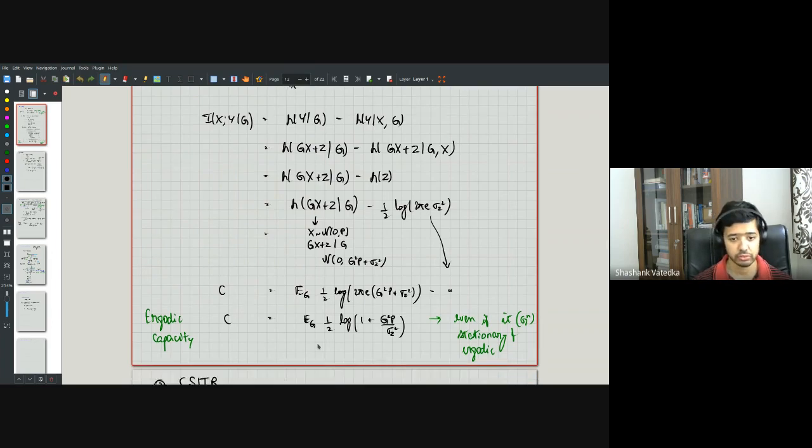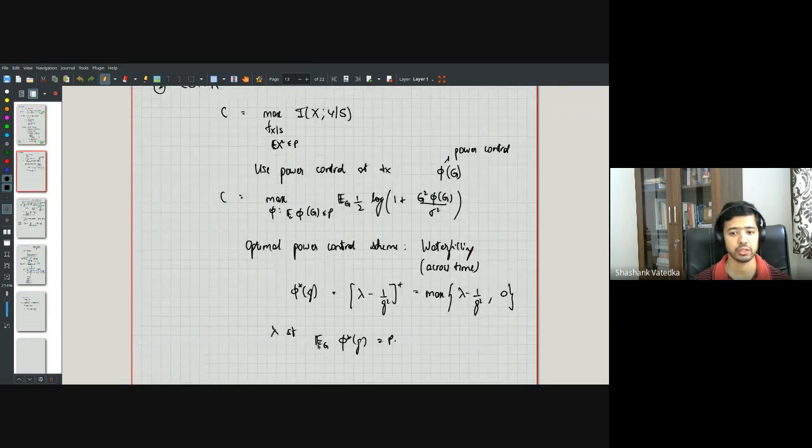But if the channel coefficients are known at the transmitter, then you can do power control, and the capacity is a slightly different expression. It's obtained by solving this particular optimization problem. So depending on the channel coefficient, you can vary the amount of power you use in each channel use. And the optimal power control scheme is basically a water filling scheme over time instead of over space, unlike parallel Gaussian channels.